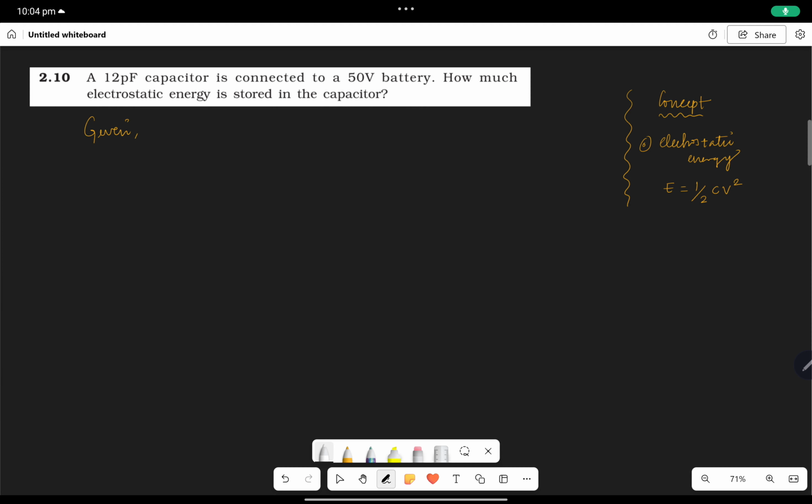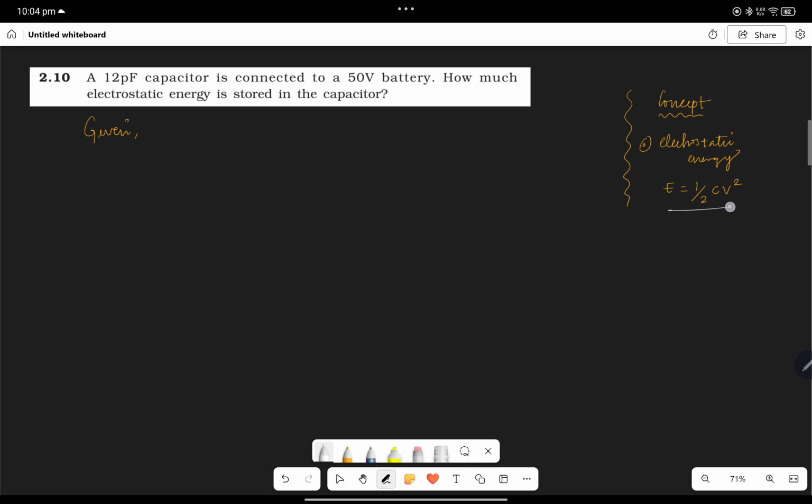So in this question we have given 2.10 of class 12th, chapter Electric Potential and Capacitance. We have a 12 picofarad capacitor connected to a 50 volt battery. How much electrostatic energy is stored in the capacitor? Very easy question. The capacitor question is something you are going to get like this. It is very simple and very formula based.